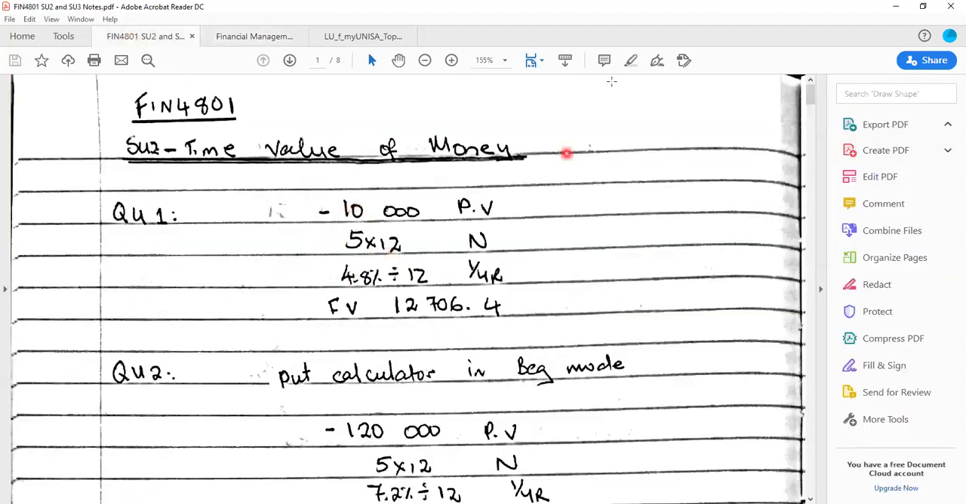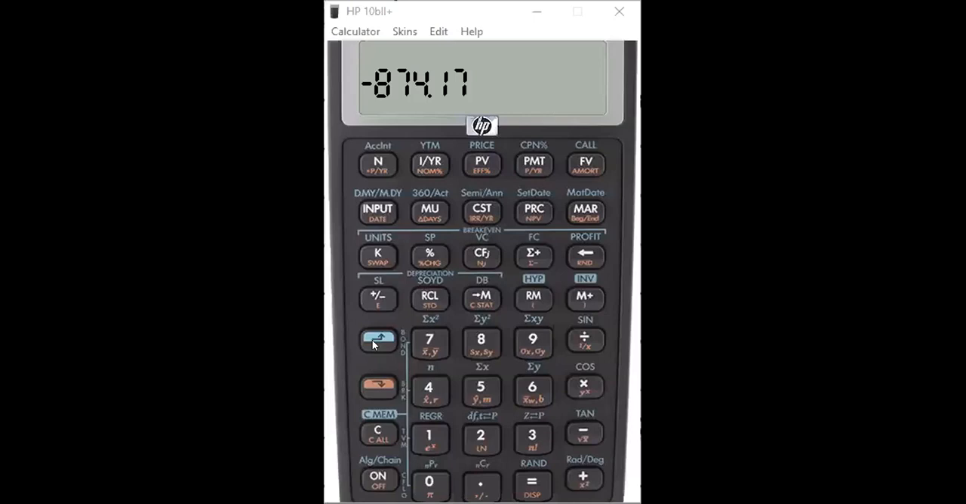So this is what you were supposed to do. The inputs are shown right up on the screen. You were supposed to enter your PV, 5 by 12 because it's monthly compounding, 4.8 divided by 12 as your interest, and then you calculate your future value. So I'll also just show you how you would input that. A lot of this is revision, but I'll just show you how you would input that into a financial calculator.